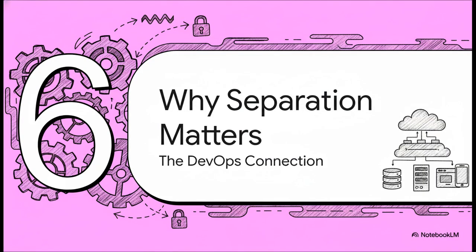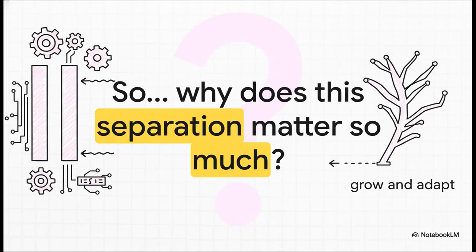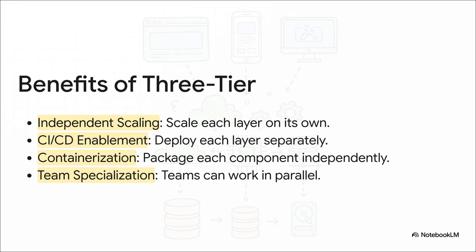So, we've covered the what and the how. But to really understand why this is such a big deal, we need to ask the most important question in all of modern software development. Seriously, why go to all this trouble to keep these three pillars so separate? Well, the answer is the absolute key to building software that can actually grow and adapt to the real world. This separation is the secret sauce.